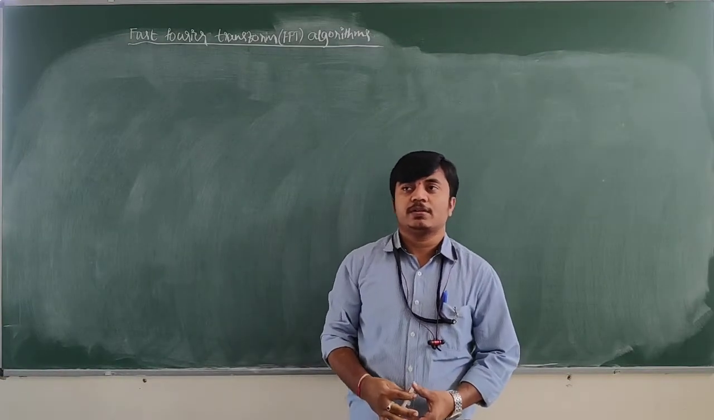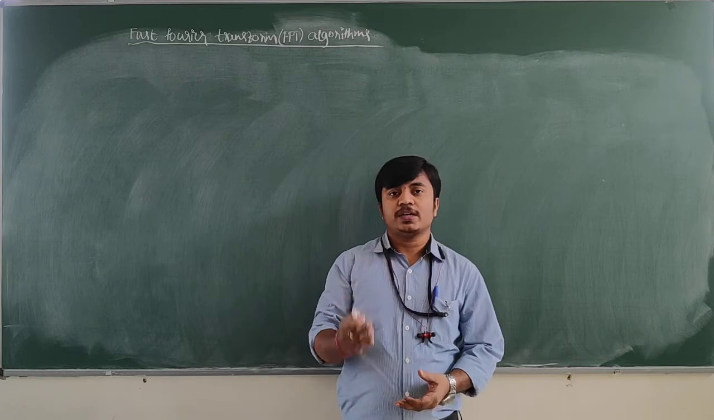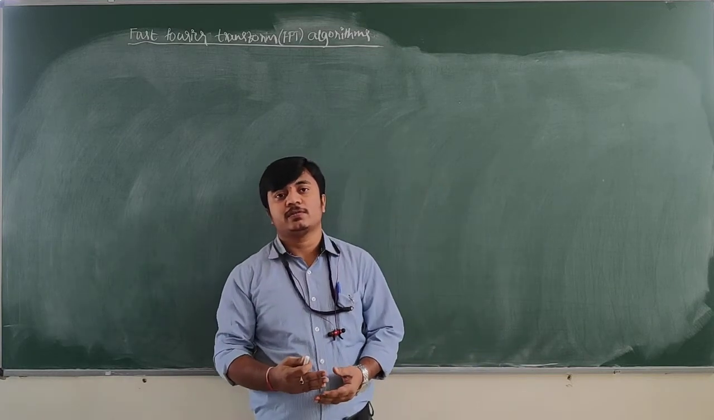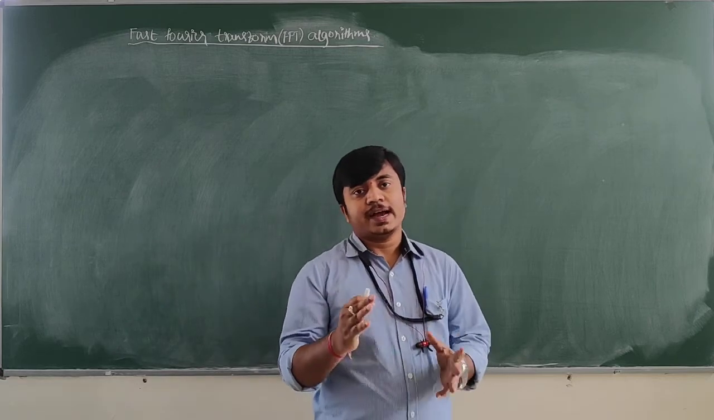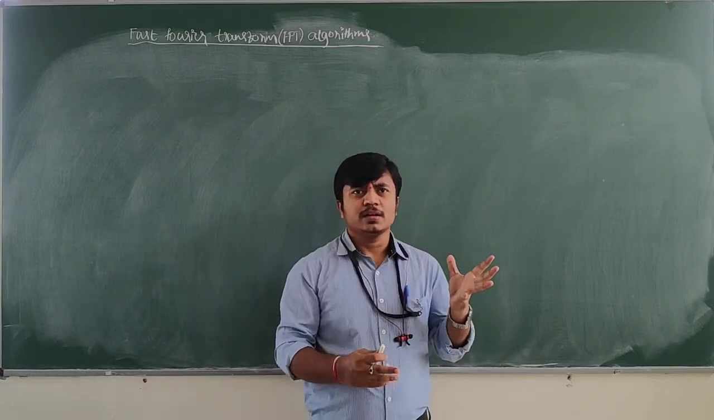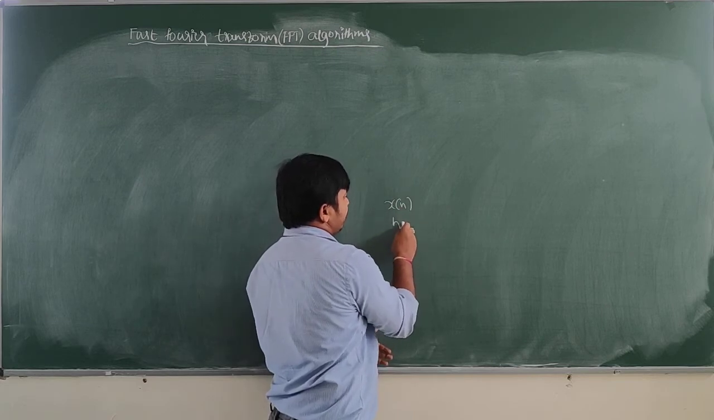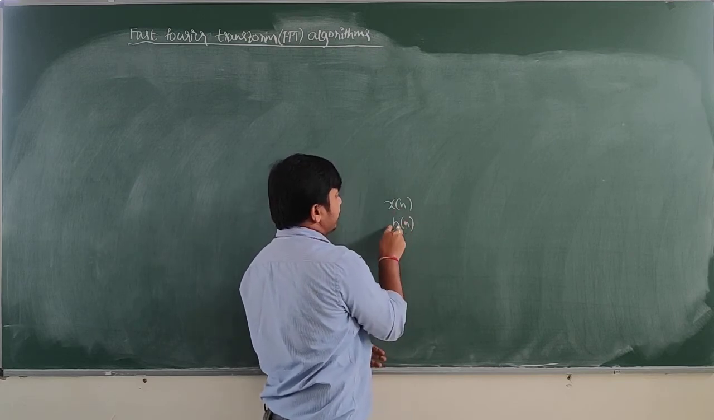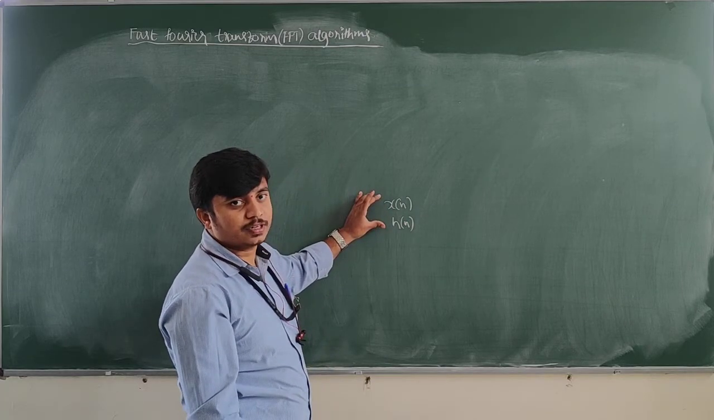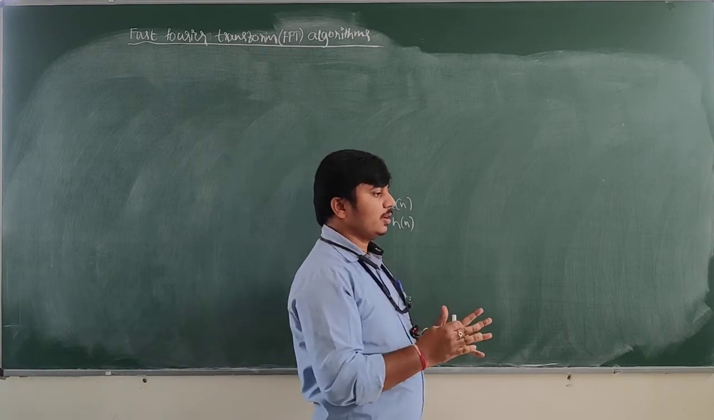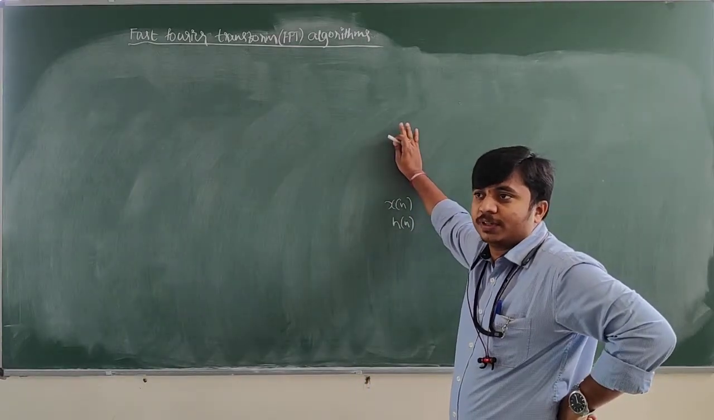Last class we discussed the overlap add method and the overlap save method. Why these methods? To avoid the problem of adding x of n and h of n, because making the lengths of x of n and h of n equal is very difficult. So that's why we chose one more solution, the overlap add method and the overlap save method.